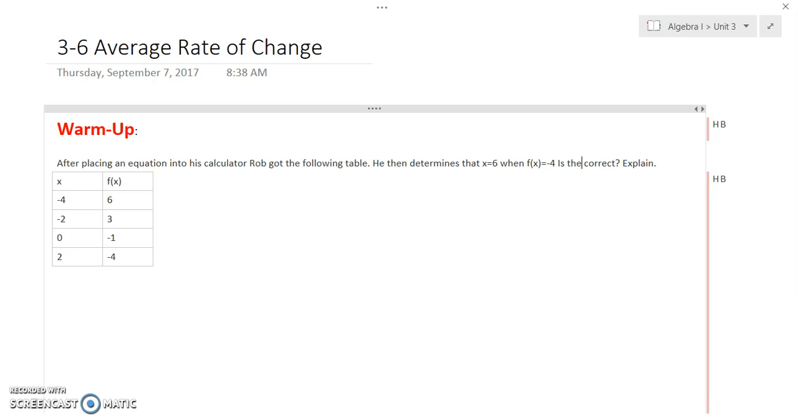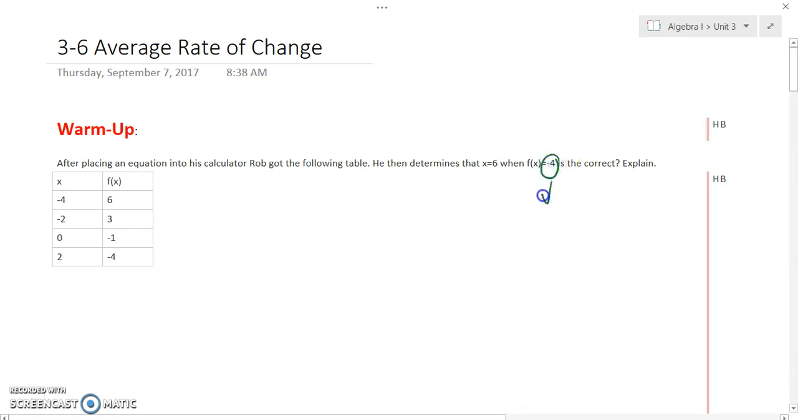Okay, the table is filled out for you, and it says after placing an equation into his calculator, Rob got the following table. He then determines that x equals 6 when f of x equals negative 4. Is this correct? Explain. Remember, negative 4 is in the y spot. So when we go to our table, we're looking here. This is y. So we're trying to find a y of negative 4.